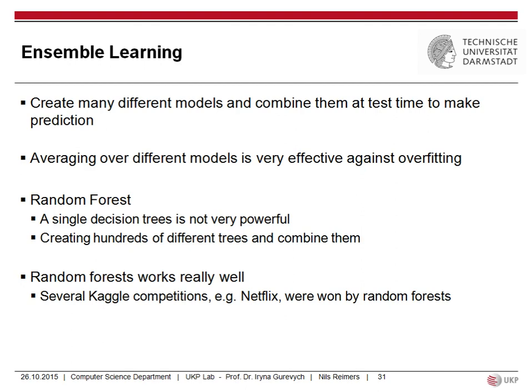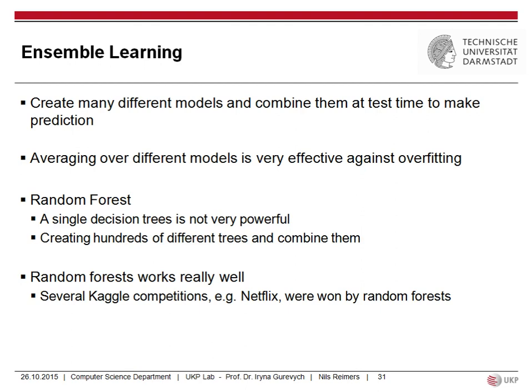And there's one model called random forest. It uses decision trees. A decision tree is like a really bad model. It's not typically working so well. But in a random forest, you initialize, for example, 100 or 1,000 different decision trees, and you average over the output of your 1,000 decision trees. And random forest works really, really well.